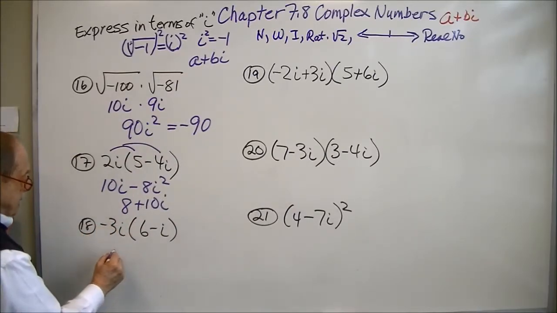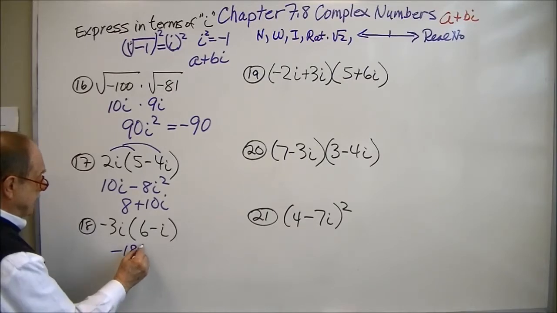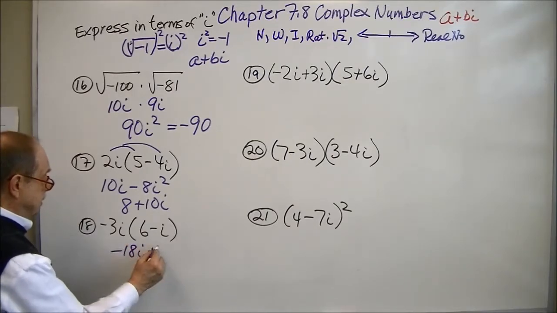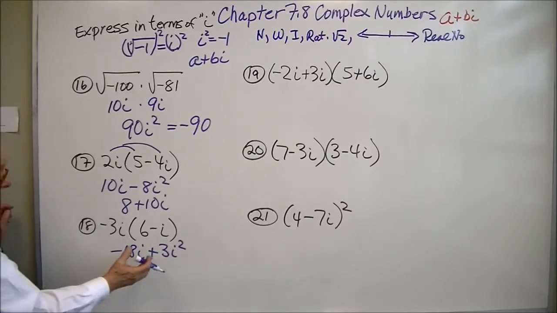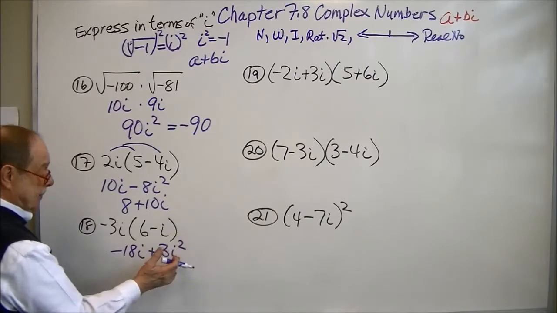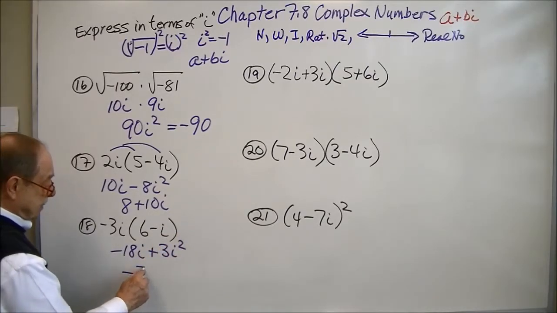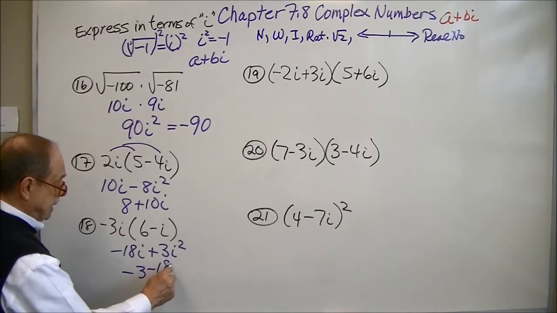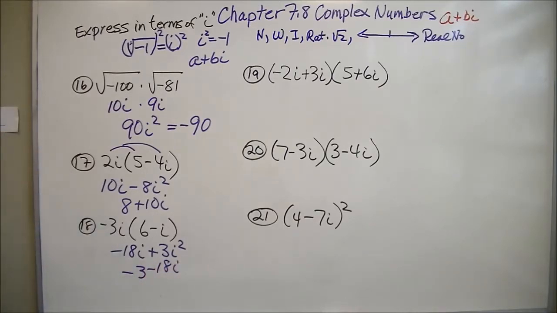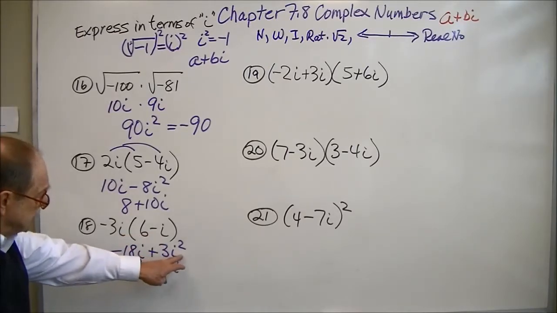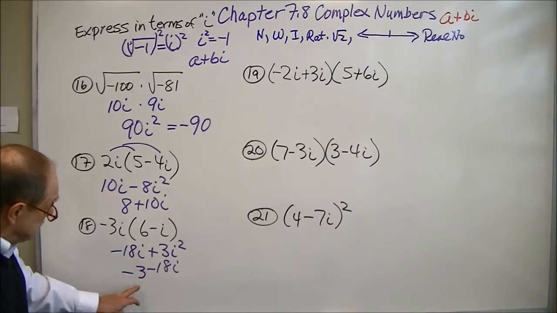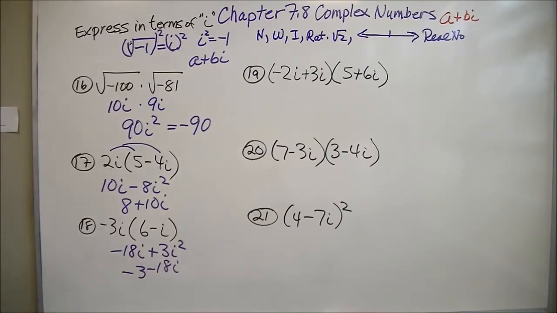So here we're going to get a -18i plus 3i squared. But what is i squared? i squared is a -1. So this becomes a -3 minus 18i. Okay? And that's the thing to remember. As you do these, they're going to come out like this. You're going to have to change the sign of this and put it in standard form.